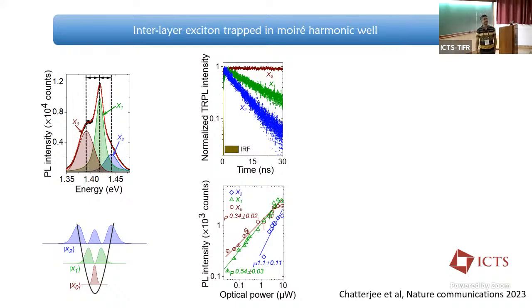Yes, just a quick question. What is it about the X naught exciton that gives it that anomalously long lifetime? Yeah, so this is the lowest energy level, and it is well protected in a Moire pocket. So the non-radiative lifetimes are much shorter for this particular exciton.